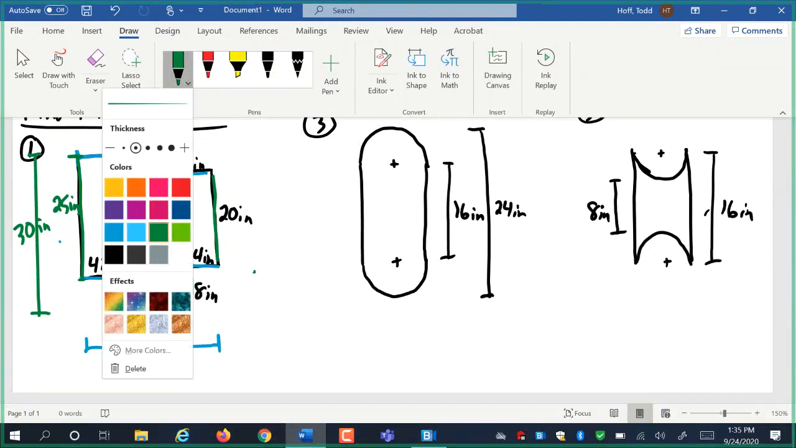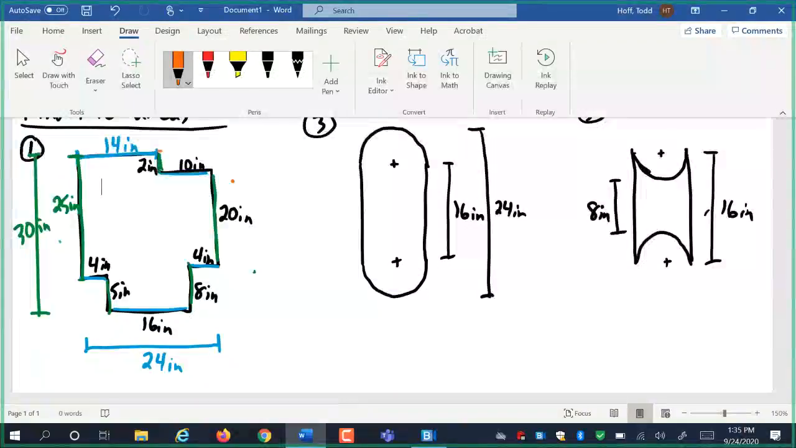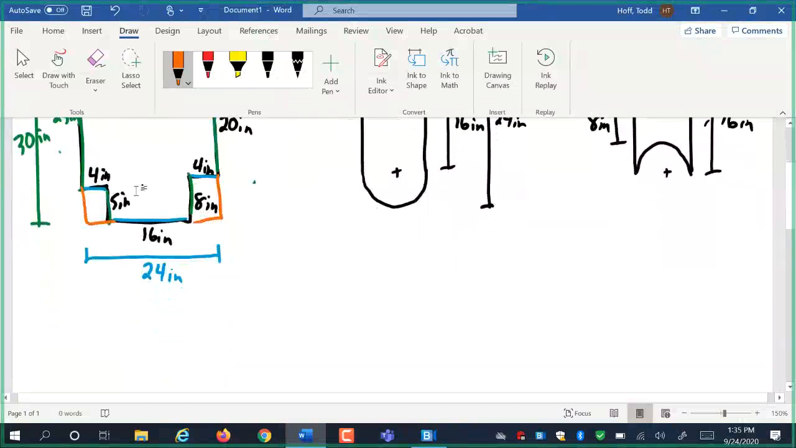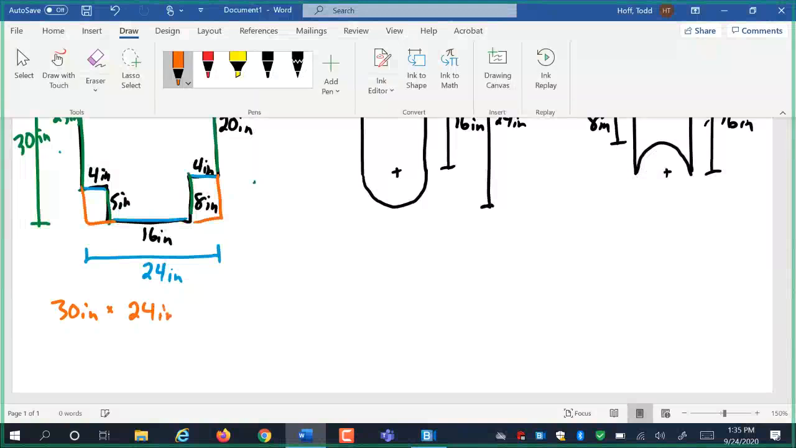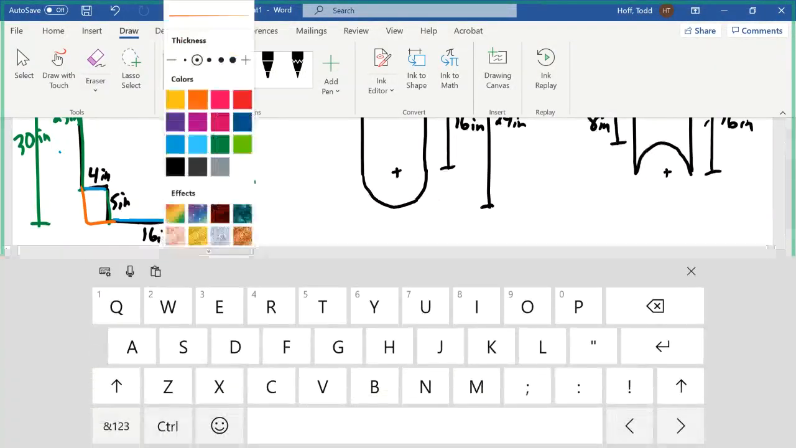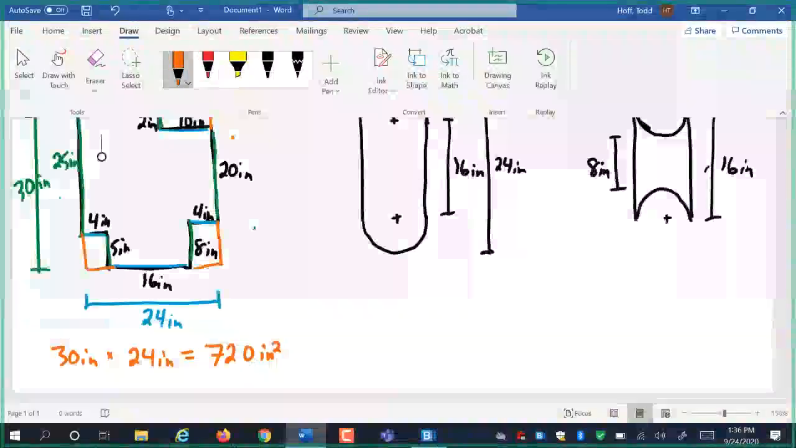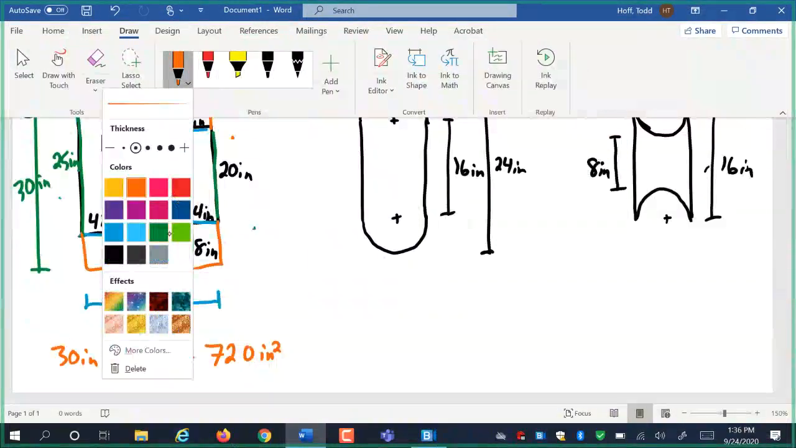Now to find the area of this, it would seem to me that it's probably easier to find the bigger rectangle and then subtract out the missing pieces. That bigger rectangle is 30 by 24. So 30 inches times 24 inches is 720 square inches. And then we have to subtract out our pieces that are missing here.